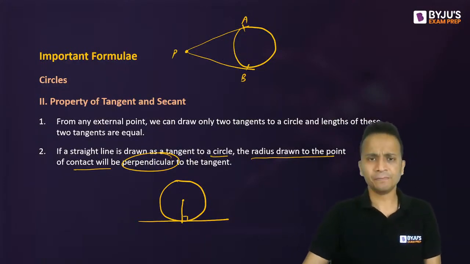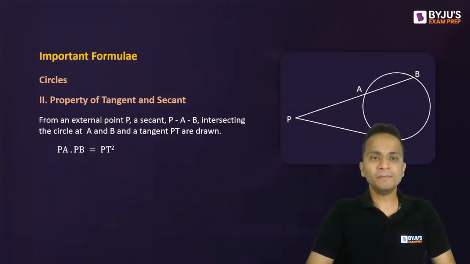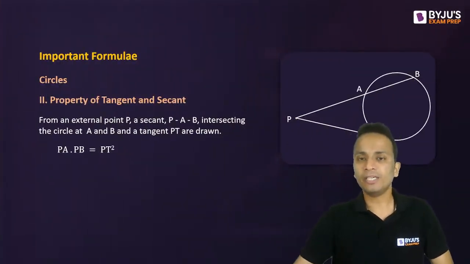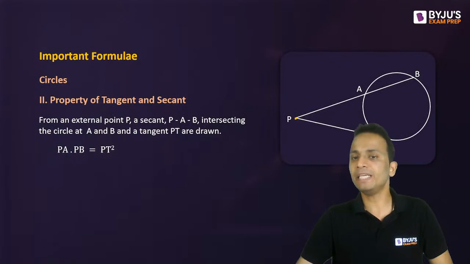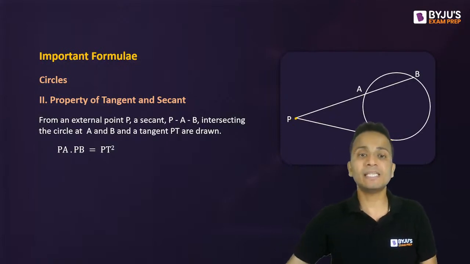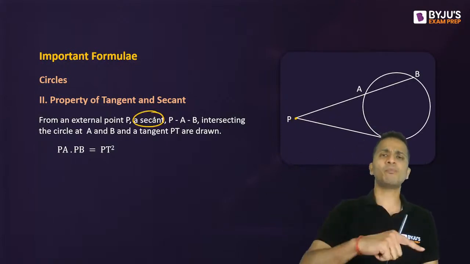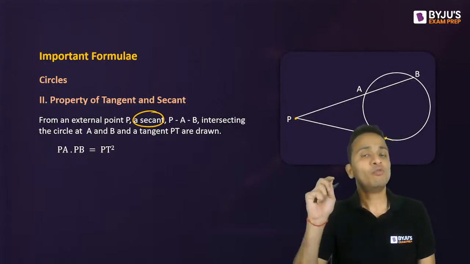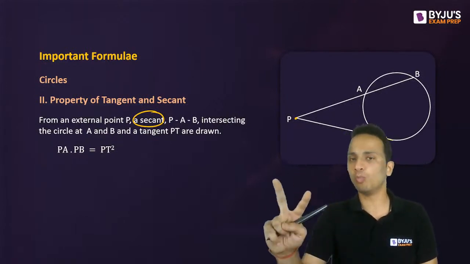Okay, let's move ahead. Next property: from an outside point, I drew a tangent PT. So PT is the tangent touching the circle at point T, and PAB is a secant. What is a secant? If we draw a line from an outside point which intersects the circle at 2 points, it is called a secant.